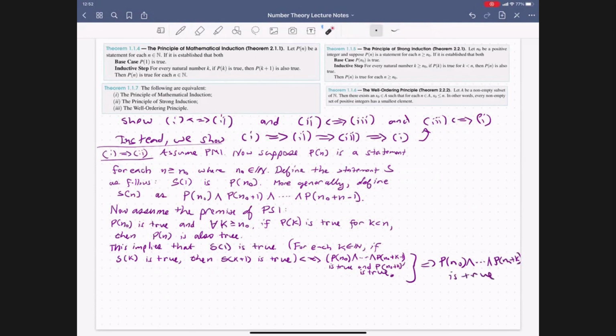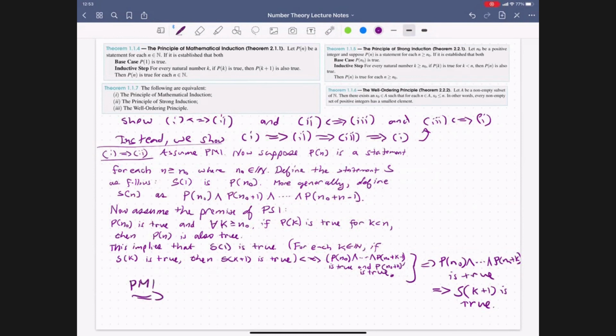So all that we did was do an extra conjunction with the part that we get from the principle of strong induction, the P of n naught plus k, do the conjunction with what we already had. So we have now this here. And as a consequence, we get what we want because this is the same as S of k plus 1 is true. But now if S of k plus 1 is true, we have satisfied the premise of the principle of mathematical induction. But we are assuming PMI. So now PMI tells us that P of n is true, and so in this case S of n is true.